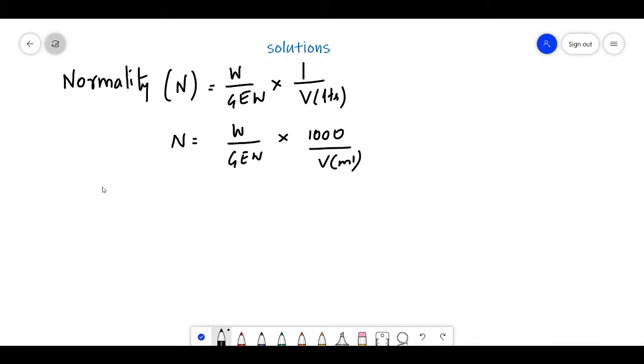And also remember one more relation, that is normality is equal to molarity into basicity, this is for acids, or if base is given, then it is acidity.